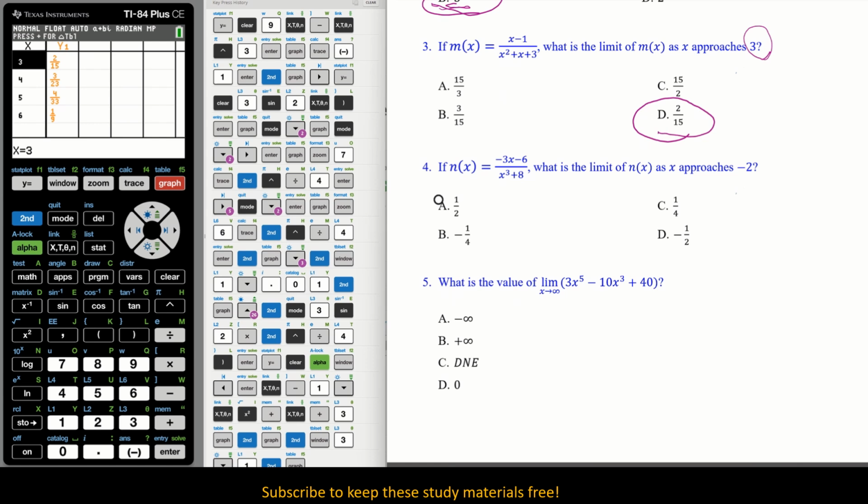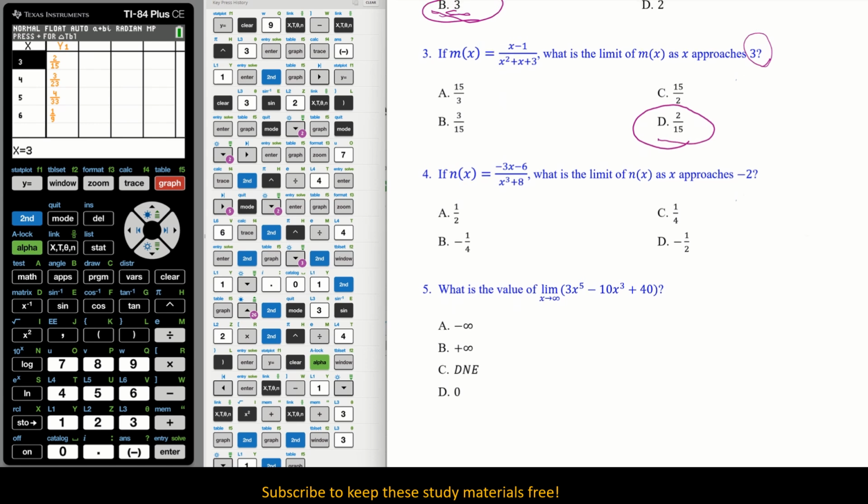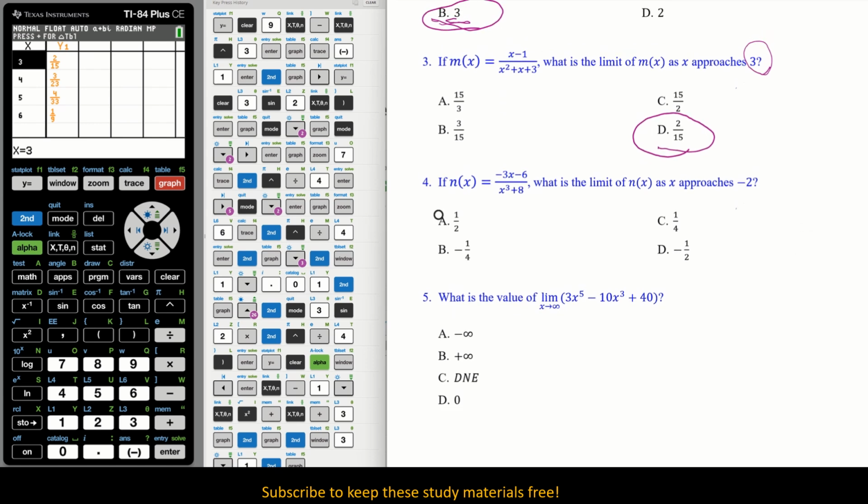Now, number 4, I believe, is just a little different. Couple ways to deal with number 4. I used a derivative method the first time. I'm not going to show you that. Let's see. It says if n of x, a rational function, what is the limit of n of x as x approaches -2? Okay, and this is what we need to do.